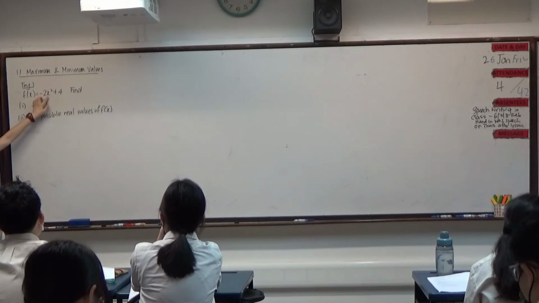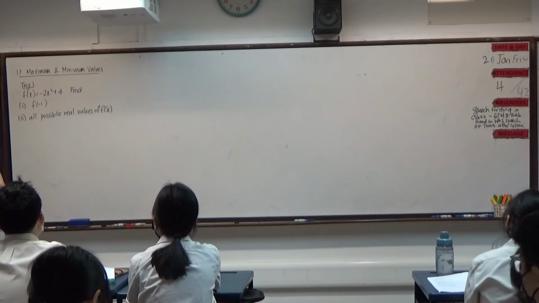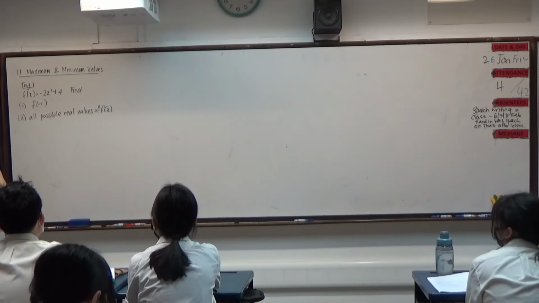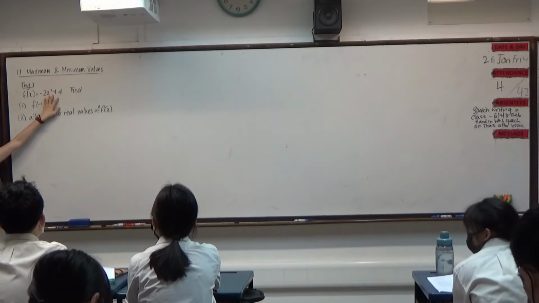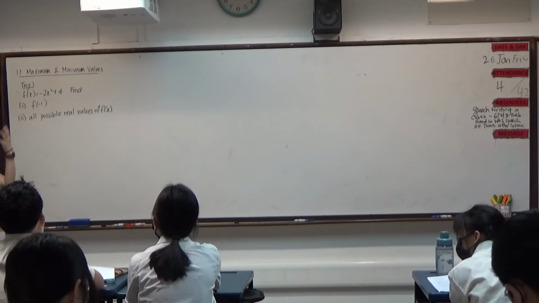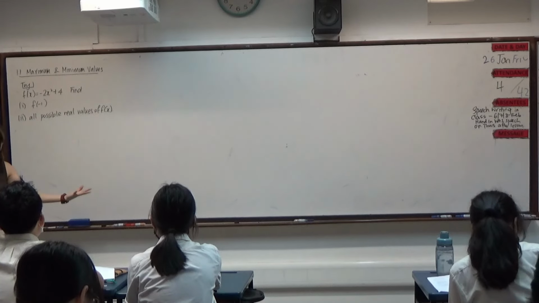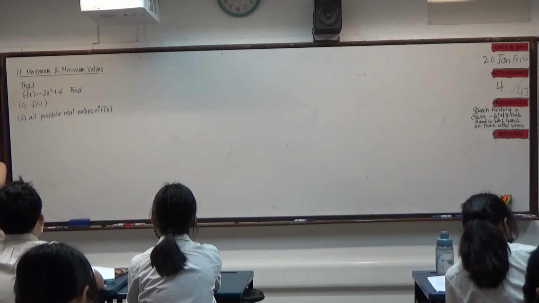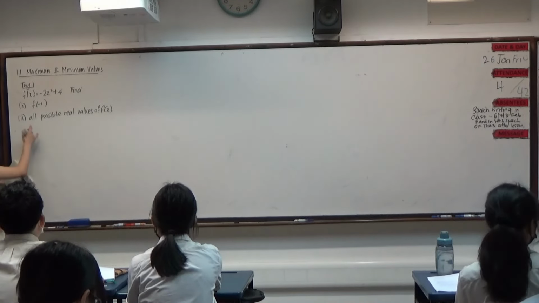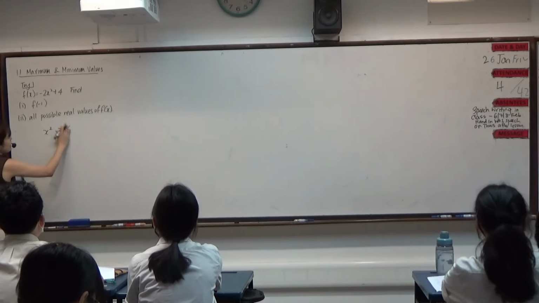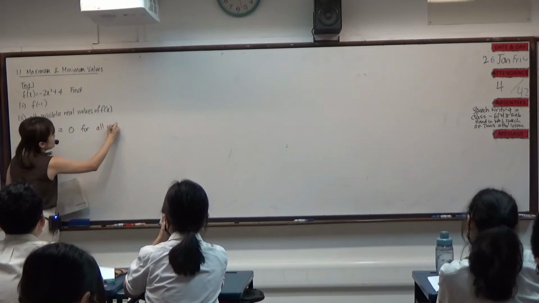We know that x can be changed all the time. It can be a negative number, a positive number, a decimal, a fraction, all sorts of numbers. When we have so many numbers to place into this function, what are the possibilities of the values that come out of it? That possibility is infinite, and we cannot list out every single one of them. That's why we express it as an inequality. Hence, in part 2 yesterday, we saw that x squared is always more than or equal to 0 for all real values of x.